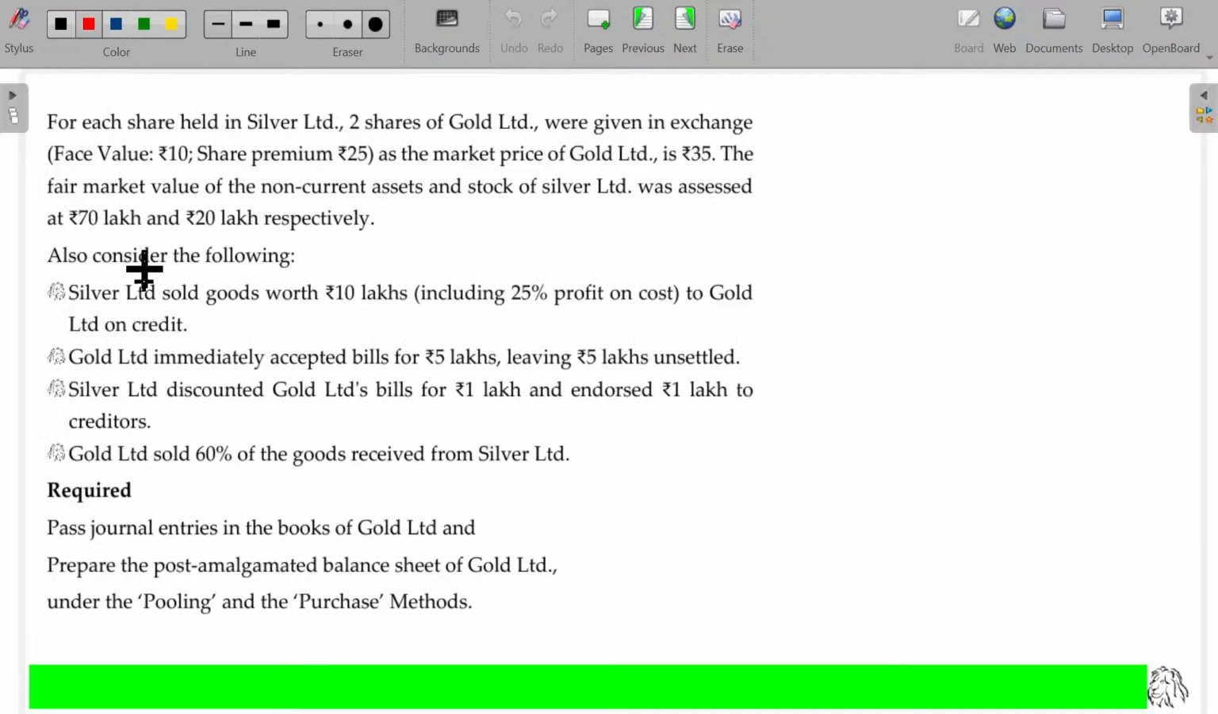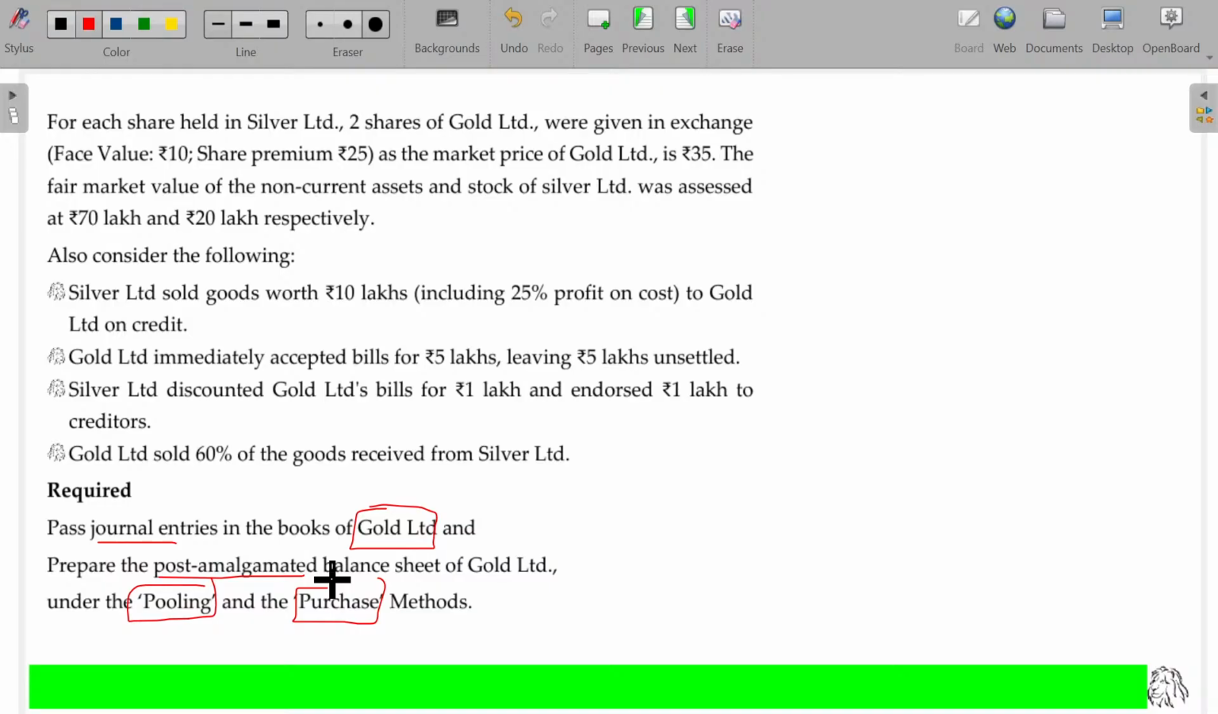What are the requirements here? Pass journal entry in the books of Gold Limited. The basic three journal entries. Prepare post-amalgamated balance sheet under pooling method as well as purchase method. So here what happens? You forget about the transferor company. You no need to prepare the realization account and all, and you no need to pass the journal entry. Most of the cases, this will be the most important component. You need to pass the journal entry only in the books of the transferee company.